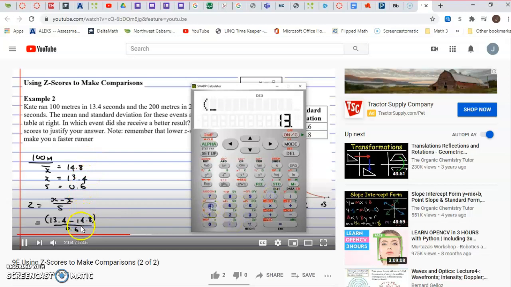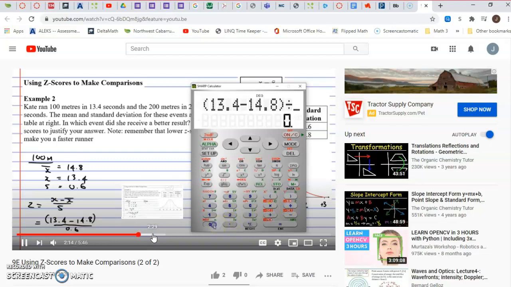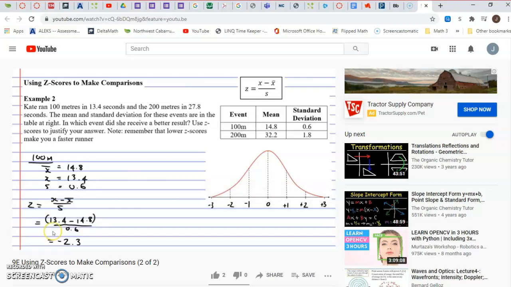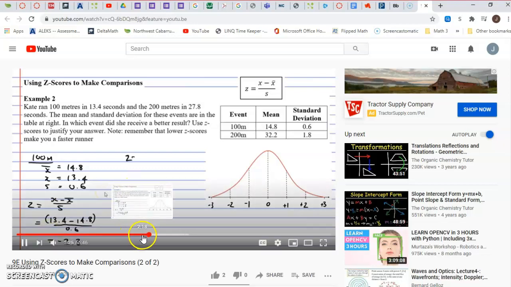Minus the mean, divided by the standard deviation. We're going to do that. Okay, so did you get that, L'Oreal? Negative 2.33? Okay, and it went negative, which means they're in this direction. So that's going in this direction.